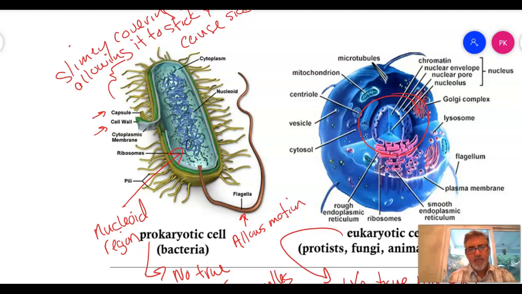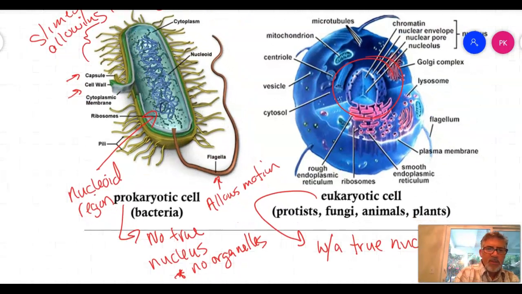But really, pro means early. Karyon means seed. So eu means true, so this has a true seed, and then the pro has an early seed. The seed is the nucleus, because that's where we direct everything. So hopefully that's a really short introduction, and good luck today.